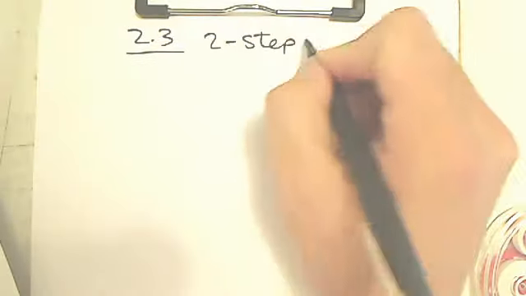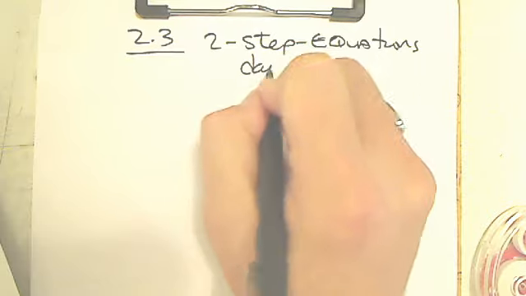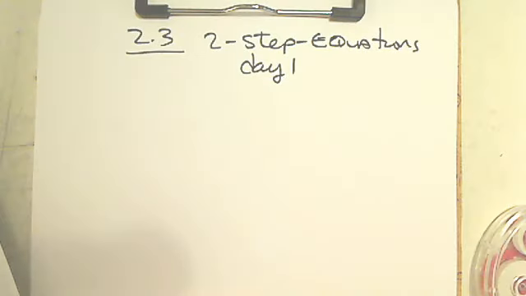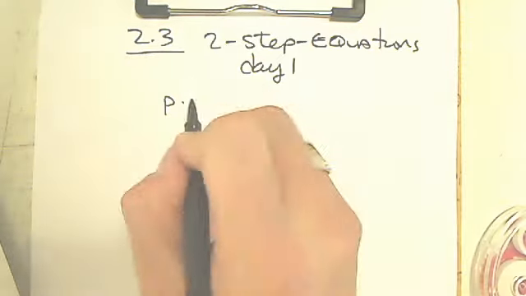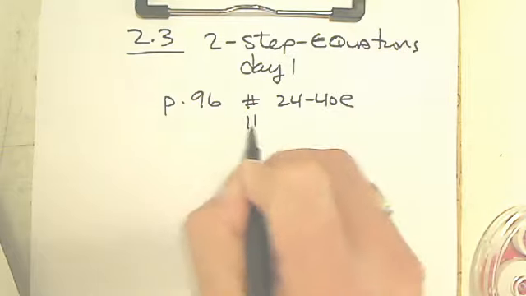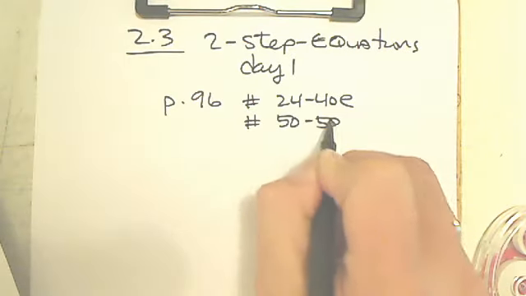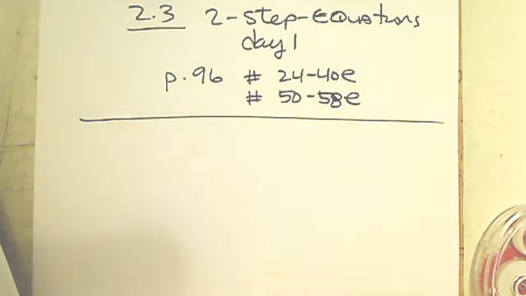Today's topic of discussion is 2.3, two-step equations. Day 1. We'll do this again tomorrow. You have a quiz tomorrow as well, on Sections 2.1, 2.2, 2.3. Page 96 is your homework, numbers 24 through 40 even, and numbers 50 through 58 even. I think there are a total of 14 or 15 problems. Questions about the homework?